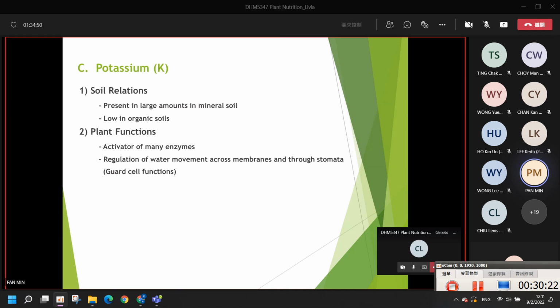Because when we lengthen the cell membrane, the transportation of different ions across the cell membrane, the potassium ion passes through easily. That is for the plant growth.